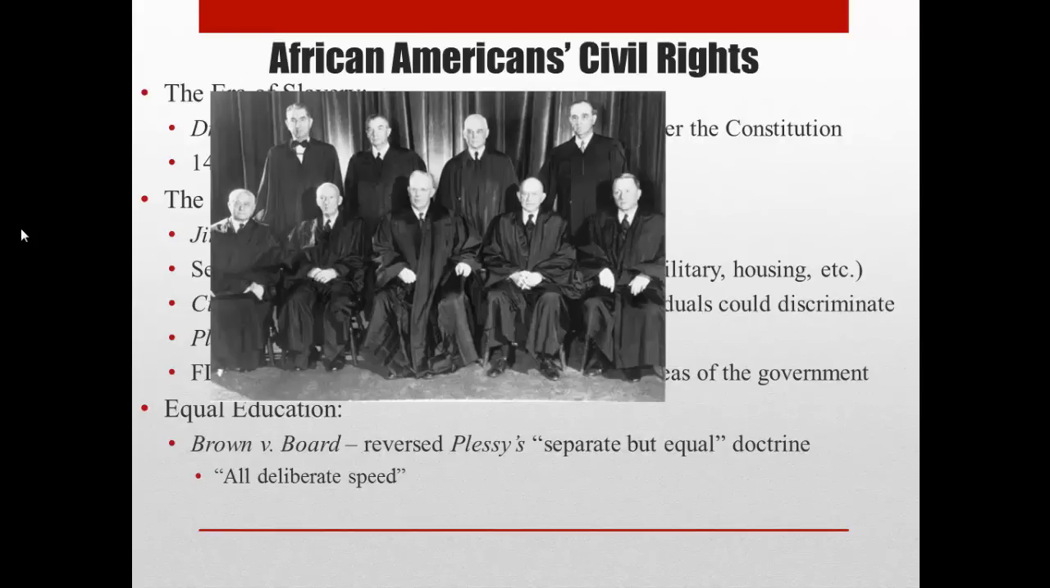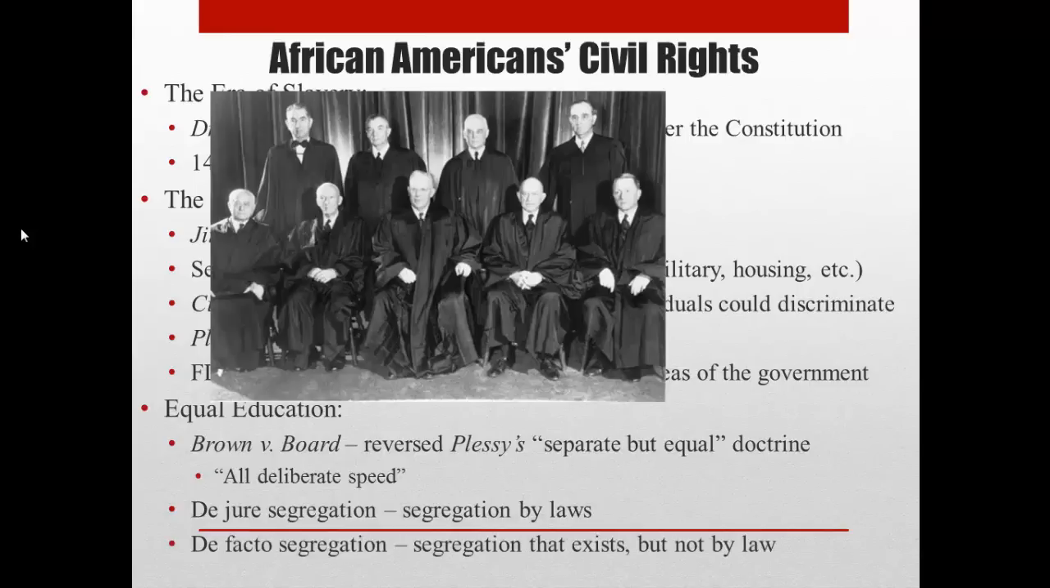They stated that all states must desegregate schools with all deliberate speed, and that led to the Little Rock Nine and a whole sort of other issues, but it really began with Brown versus Board in 1954. Brown stated that de jure segregation, or segregation by laws, was illegal. It's illegal for the government to segregate people by laws.